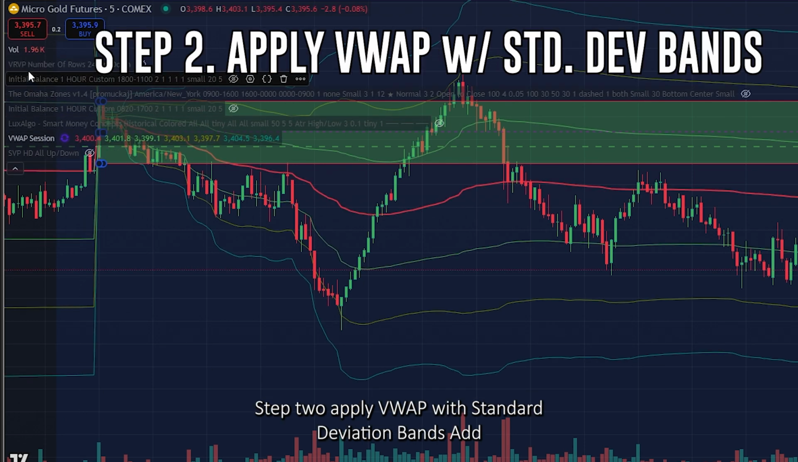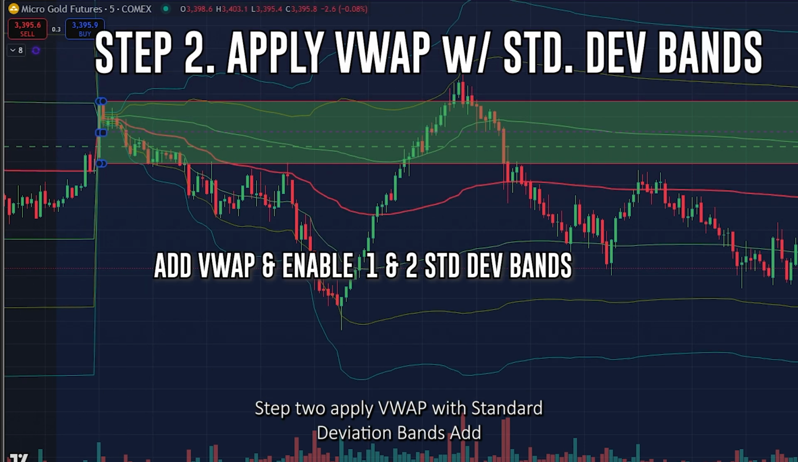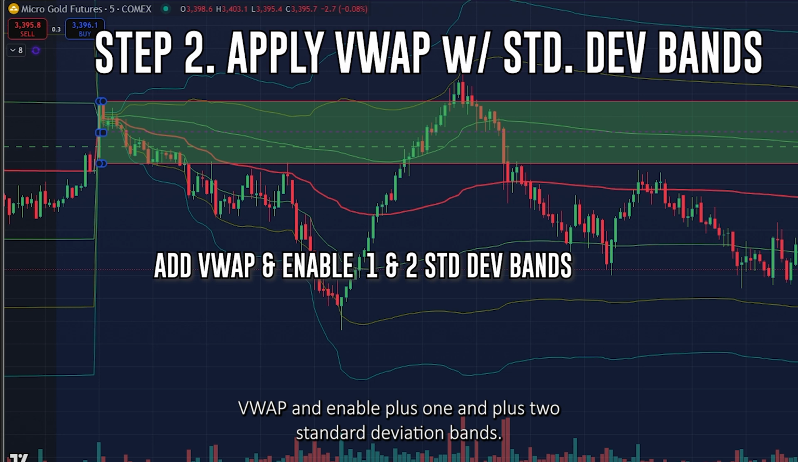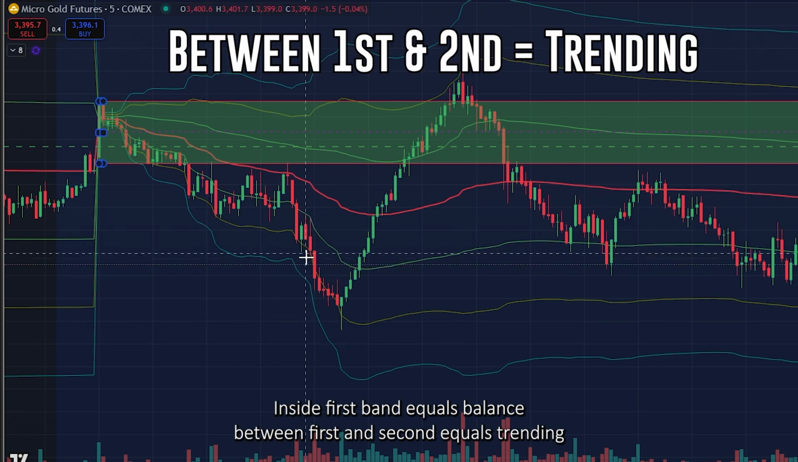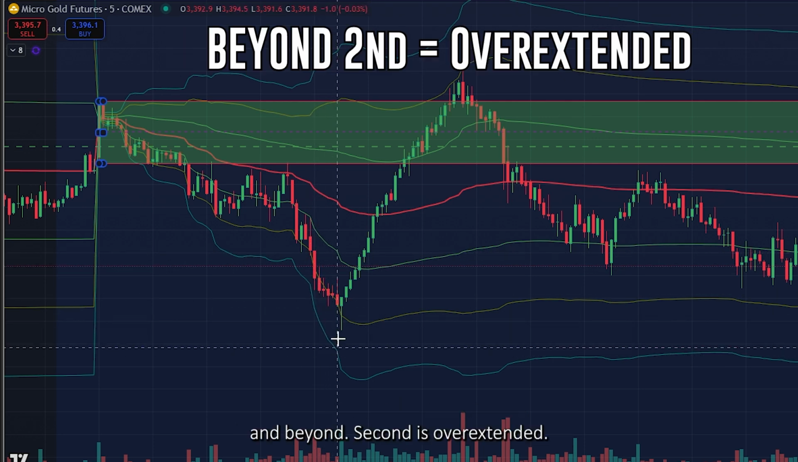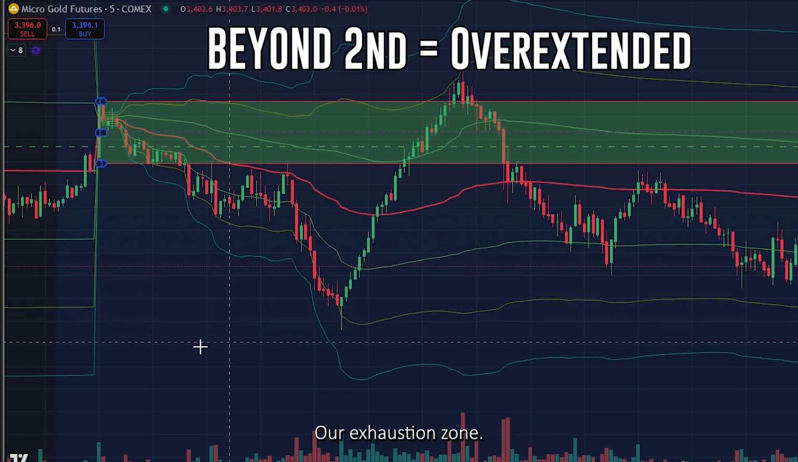Step 2, apply VWAP with standard deviation bands. Add VWAP and enable +1 and +2 standard deviation bands. Inside first band equals balance, between first and second equals trending, and beyond second is overextended or exhaustion zone.